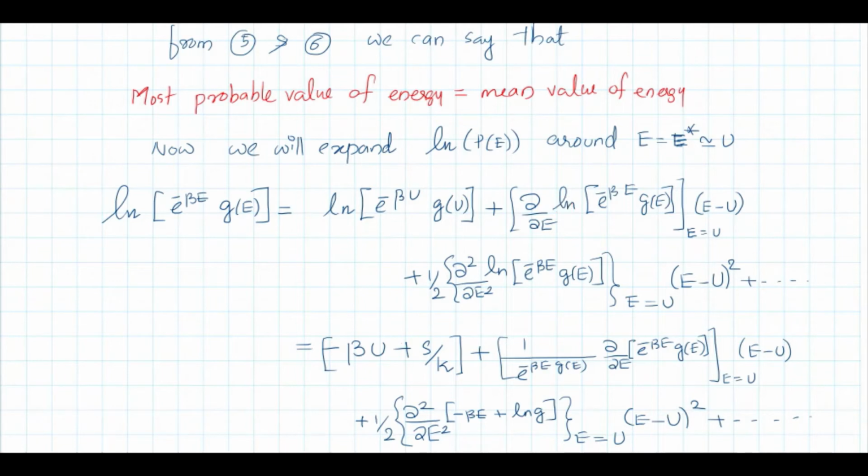Plus here the derivative of the logarithm is 1 divided by e raised to minus beta E into G of E. This G of E is not in the power. This is multiplied by G of E into ∂/∂E of this quantity, a function of a function, which is ∂/∂E of this function evaluated at E equal to U, into (E minus U), plus 1/2 into (E minus U) whole squared, ∂²/∂E². The logarithm of e raised to minus beta E G is minus beta E plus log G.